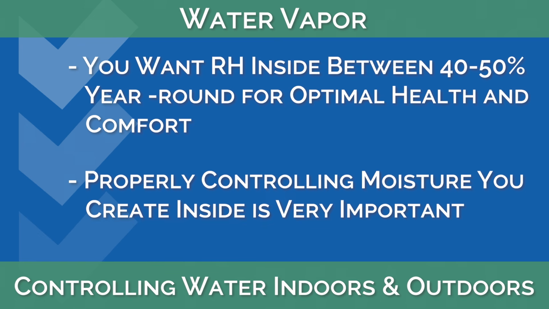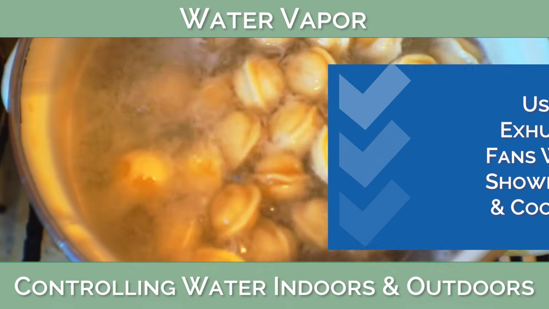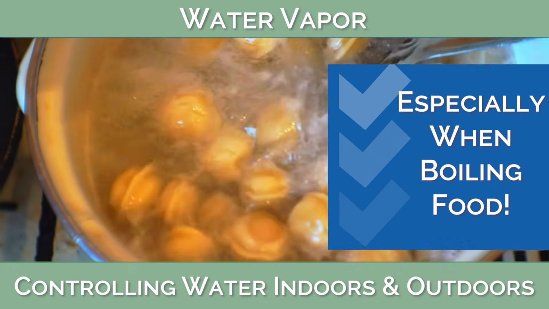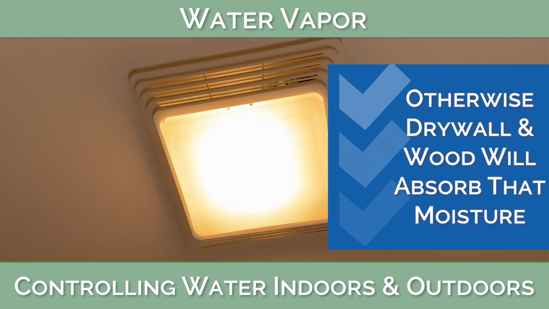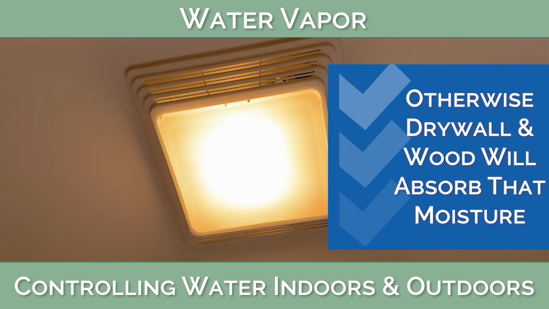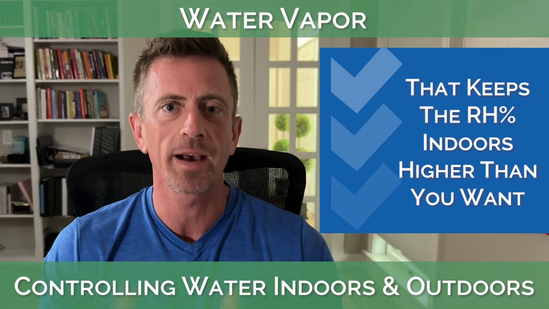The main way you control moisture indoors is by using exhaust fans when you shower or cook food, and especially when boiling food. Exhaust fans should be running the whole time you shower or cook. Otherwise, the drywall and the wood components of your home will absorb the water vapor that's created, and that'll keep the relative humidity inside your house higher than you want.